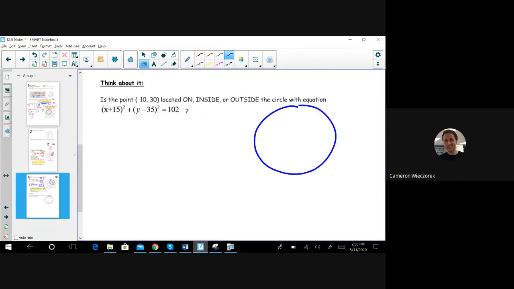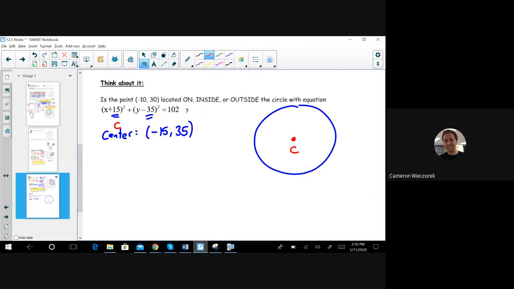Right away, I know that the center of this circle is at -15, +35, because I got to switch the h and k value when I write the center. So you don't need the whole coordinate plane to do this. Just want to give you a visual for what's going on. Here's my center. Let's call that C.